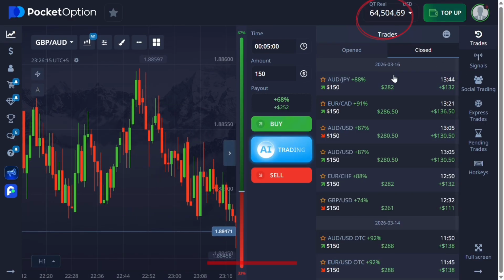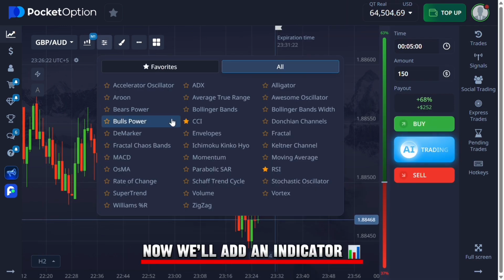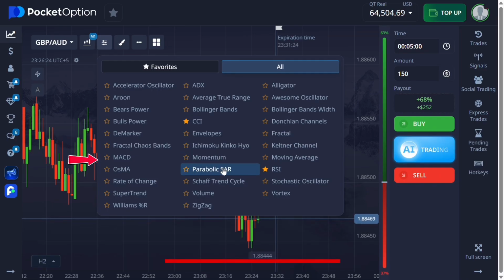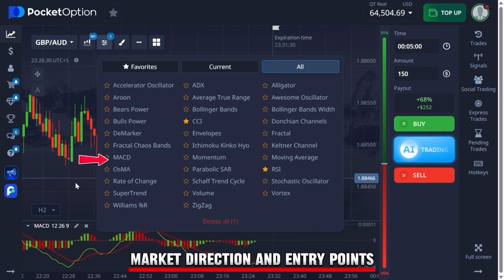Here you can see your balance, demo or real account, trade history. If you're a beginner, always start with a demo account. Now we'll add an indicator. Click on the indicators option above and select MACD indicator. This indicator helps us understand market direction and entry points.